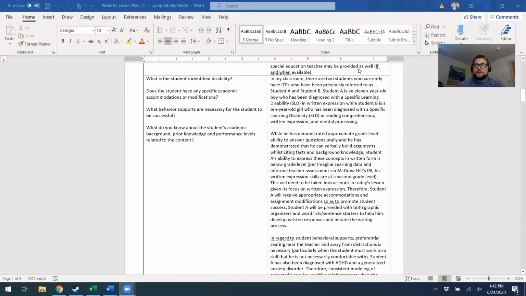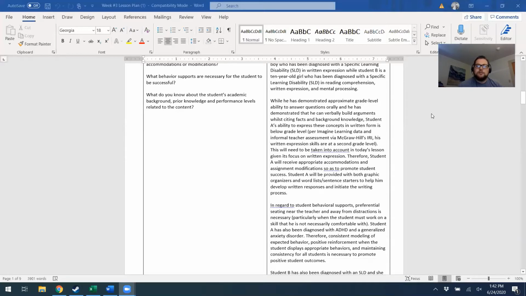Now, just to give you a little additional context, I know this is a lot of context to give, but I think it's important to understand the background of my students. In my classroom, there are 2 students who currently have IEPs, and they will be referred to as student A and student B. Student A was an 11-year-old boy who was diagnosed with a specific learning disability in written expression, while student B was a 10-year-old girl who was diagnosed with a specific learning disability in reading comprehension, written expression, and mental processing.